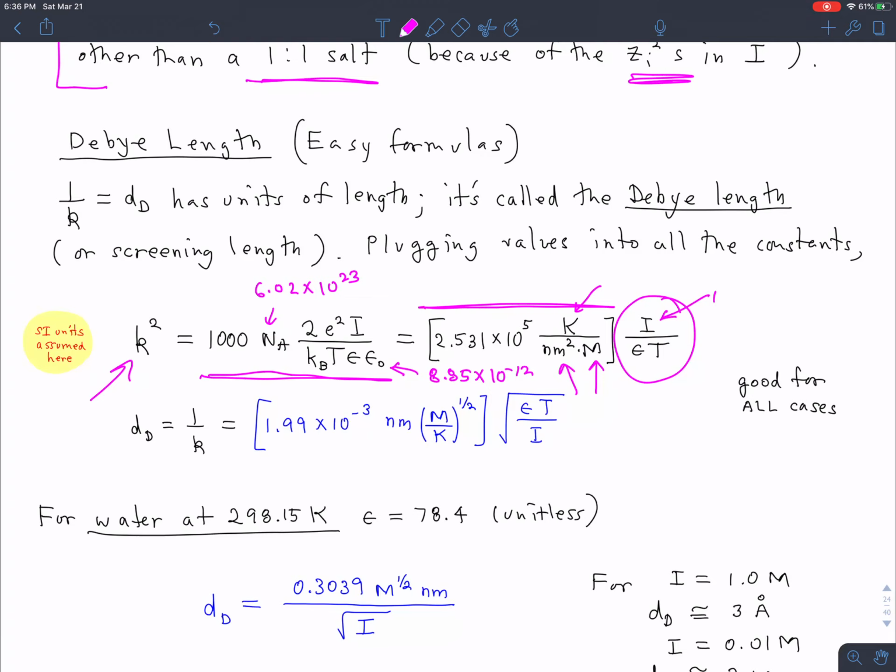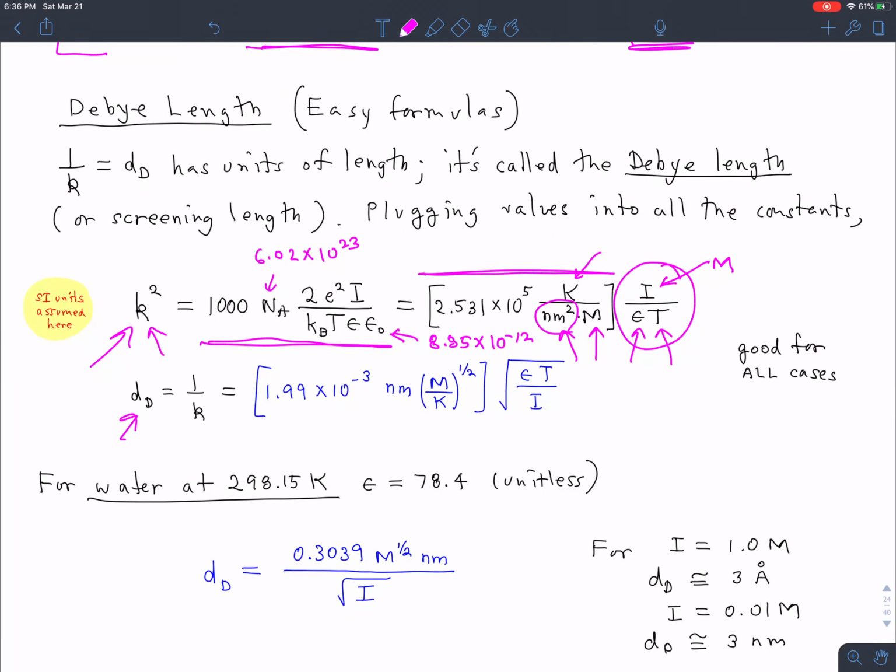That means you want to use molar units for ionic strength. That's unitless, and you want to use Kelvin units for T. And you're going to get out units of 1 over nanometers squared for kappa squared, which means you're going to get units of nanometers when you take the square root and turn it upside down in order to get the Debye length. Here's the actual Debye length, so it's 1 over the square root of this up here. And here's the new number. I just did the same thing: 1.99 times 10 to the minus 3 nanometers. And then these weird units here are basically necessary to get nanometer units out for the Debye length.